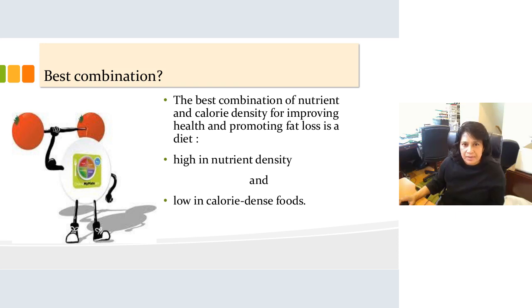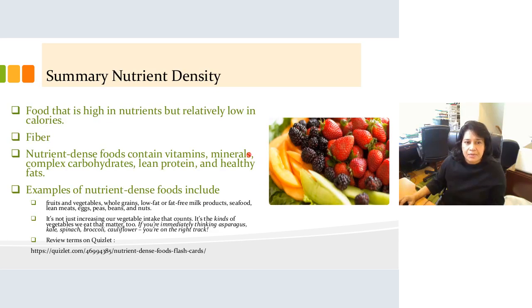So what's the best combination for a healthy lifestyle and improving your health? Research shows that foods high in nutrient density and low in calorie density tend to give you the best combination, without calorie counting. So in summary, foods that are high in nutrients but relatively low in calories, with a high amount of fiber, are good for you. The nutrient-dense foods contain the vitamins, the minerals, the complex carbohydrates, the lean proteins and the healthy fats that you need to include in your diet.